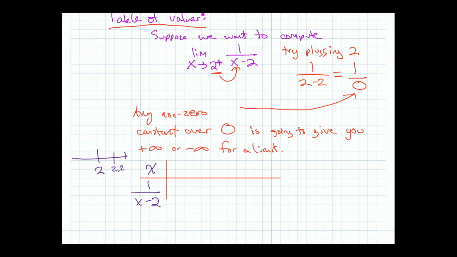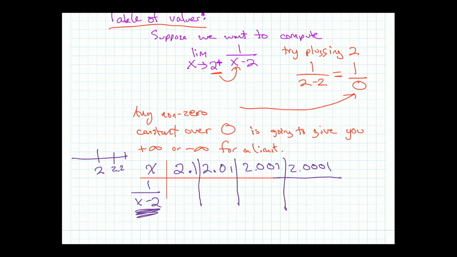So if you want to approach 2, you can go 2.1, 2.01, 2.001, 2.0001. Those are getting closer and closer to 2. Then you take those numbers and plug them into your function here and see what you get. When you do that, you're probably going to want a calculator.